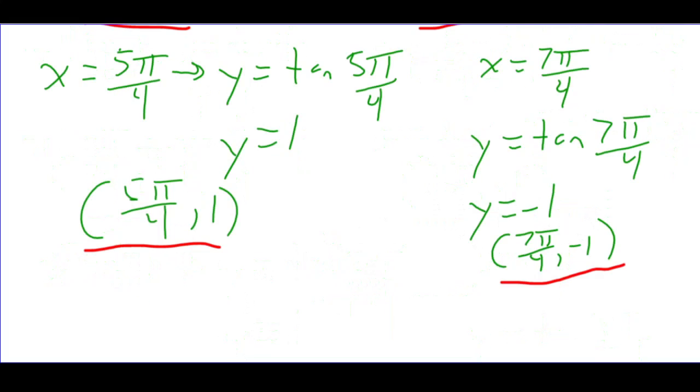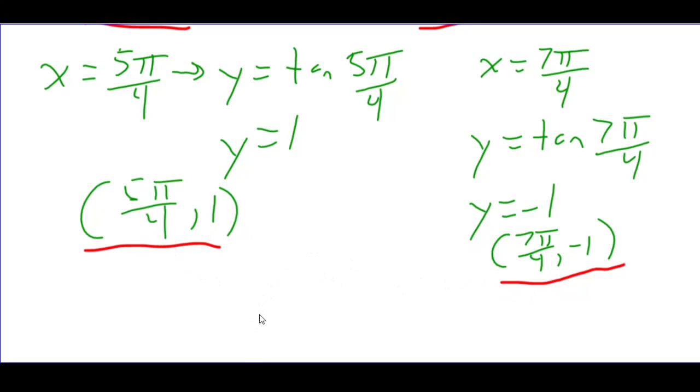And now you should see the last two as well, which I've just thrown up there for you. If x is 5 pi over 4, y is tan of 5 pi over 4. That is, of course, in quadrant 3. So your y equals 1 for that answer. 7 pi over 4, you're in quadrant 4 where tan is negative. This is pi over 4 short of a full rotation, which gives you -1 for your last one. So there's the last two, 5 pi over 4 and 1, 7 pi over 4 and -1.